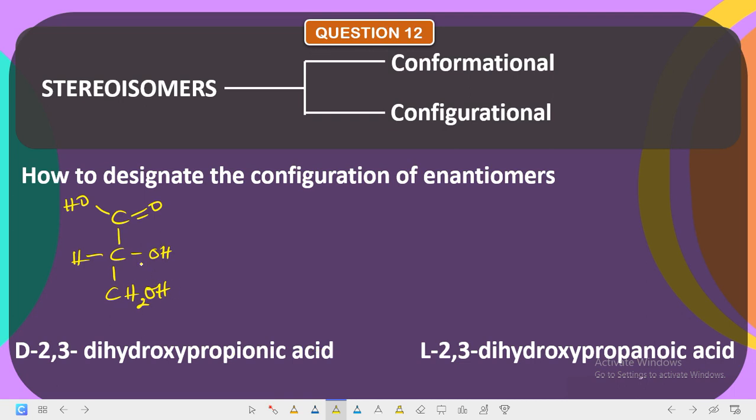Are you getting it? Dihydroxy, 2 hydroxy groups. At position number what? 2 and 3. Are you getting it now? Now, why is it the D form? Because of the OH group at the right hand side. Are you getting it now?